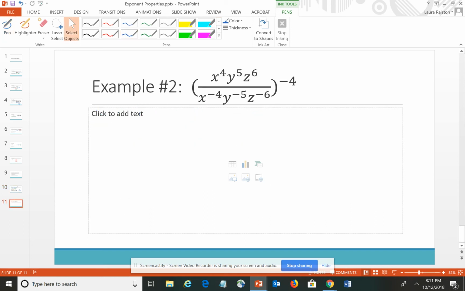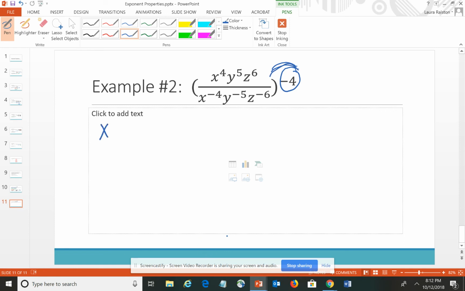So I have x to the 4th, y to the 5th, z to the 6th, divided by x to the negative 4, y to the negative 5, z to the negative 6, all raised to the negative 4 power. Again, I want to think about initially dealing with this exponent of negative 4. Again, thinking about order of operations. So I need to distribute the negative 4 to everything on the inside.